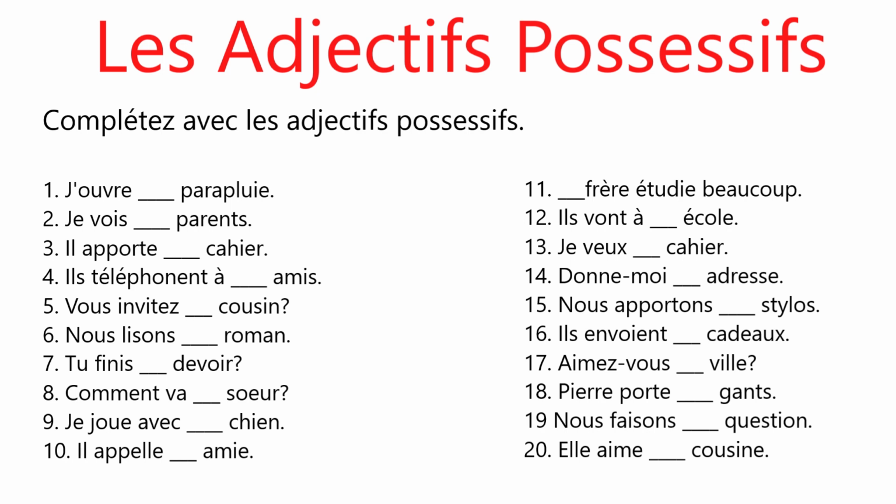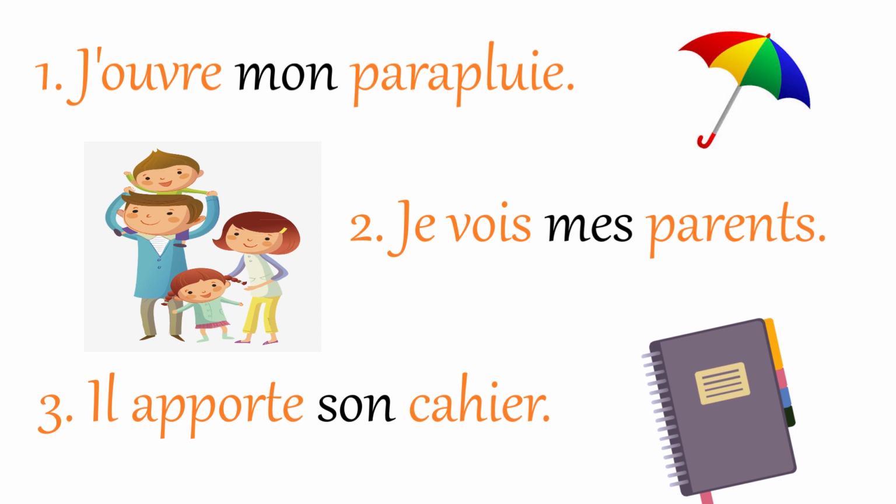Now, we will start with the first sentence. Now, let us take the first statement. J'ouvre mon parapluie. I open, or I am opening, my umbrella. Parapluie is masculine singular, so we have used mon. Now, the second statement is Je vois mes parents. That means I see my parents. Now, the word parents is plural, so we have used mes.